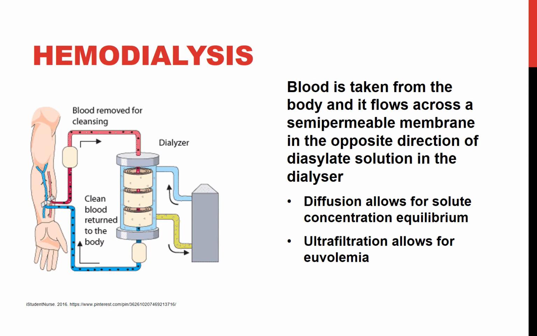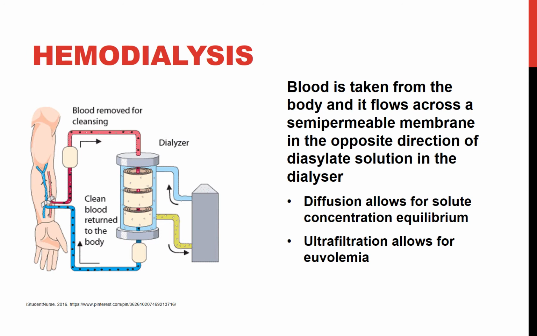During hemodialysis, blood is taken from the body and pushed through a dialyzer machine where it flows across a semi-permeable membrane in the opposite direction of dialysate solution. The concentration of undesired solutes, for example urea, potassium, and calcium, are high in the blood but low in the dialysate solution. So through the principle of diffusion, solutes move from an area of high concentration to an area of low concentration, allowing for solute concentration equilibrium.